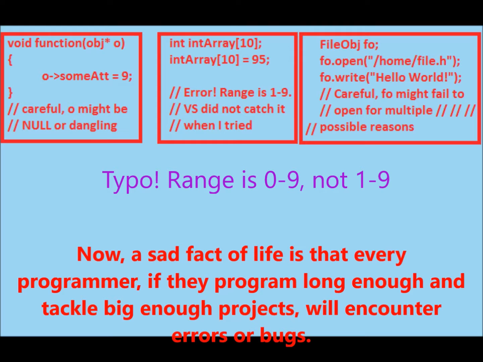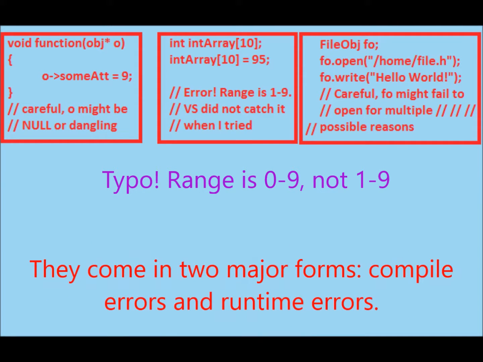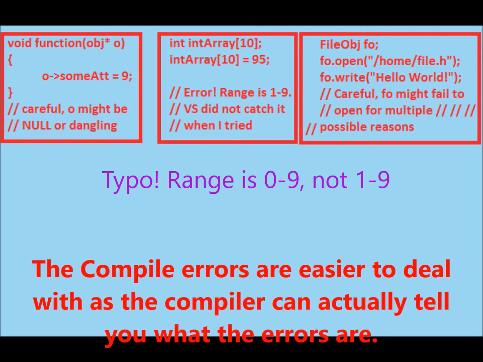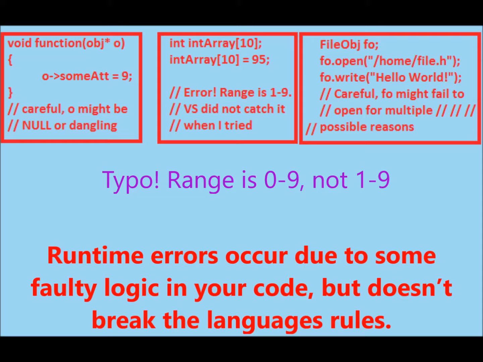Now, a sad fact of life is that every programmer, if they program long enough and tackle big enough projects, will encounter errors or bugs. They come in two major forms, compile errors and runtime errors. The compile errors are easier to deal with as the compiler can actually tell you what those errors are. Runtime errors occur due to some faulty logic in your code, but don't break the language rules.